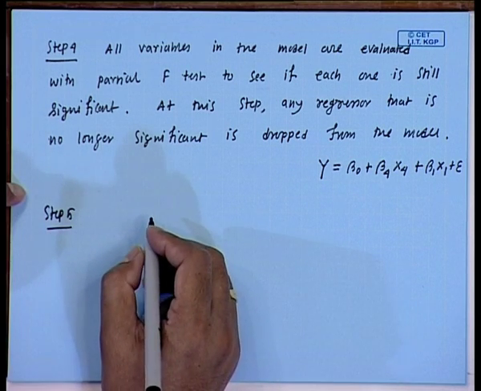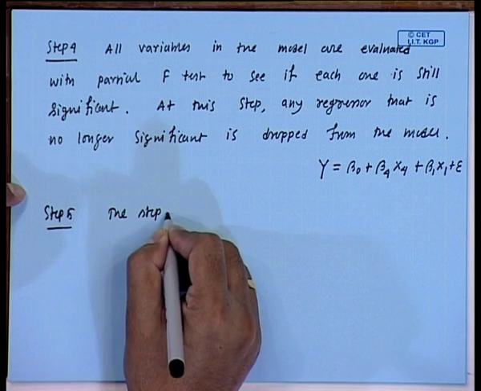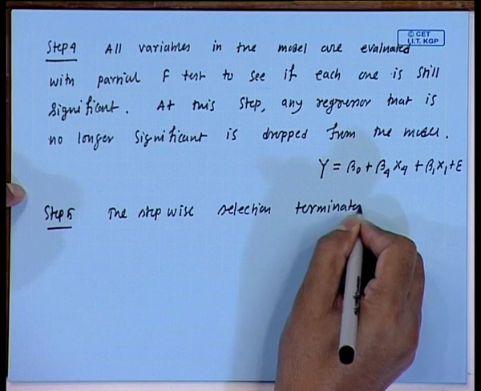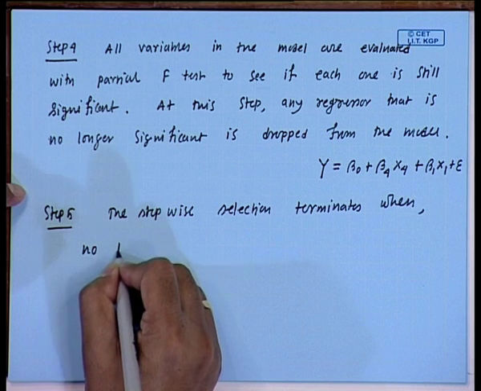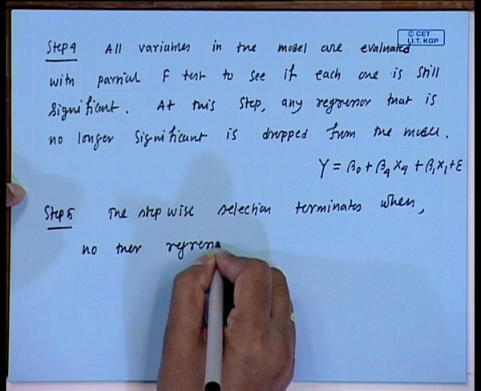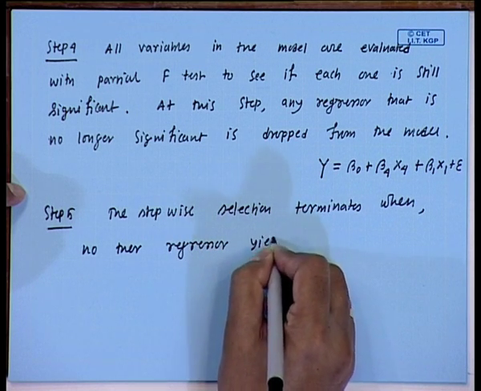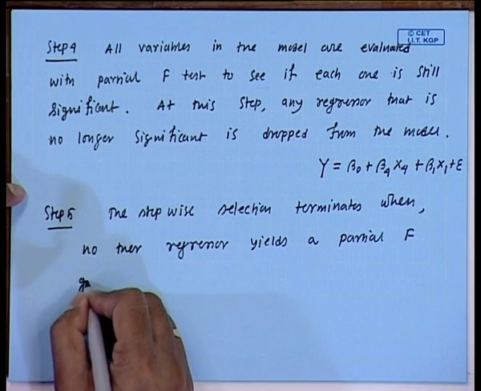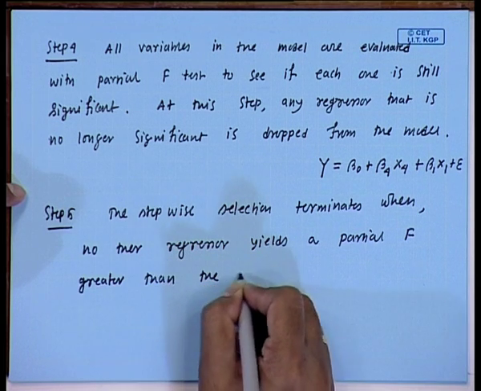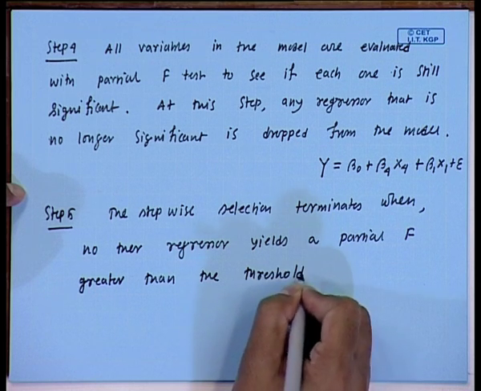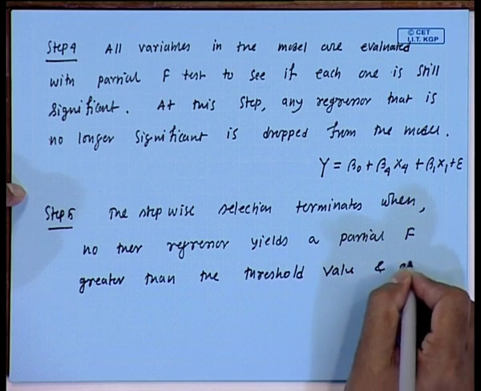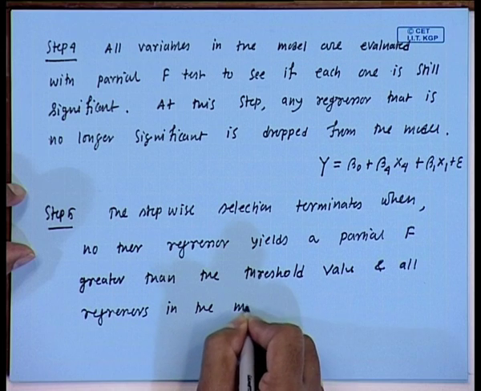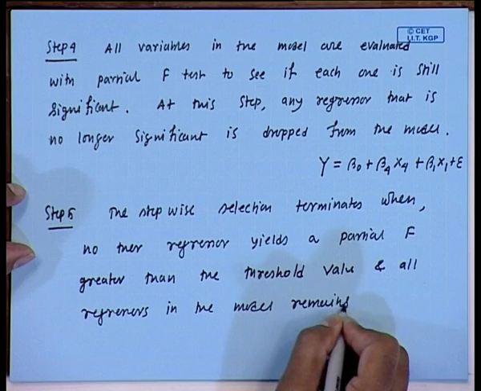Step 5 says that the stepwise selection terminates when no other regressor yields a partial F greater than the threshold value, and all regressors in the model remain significant.